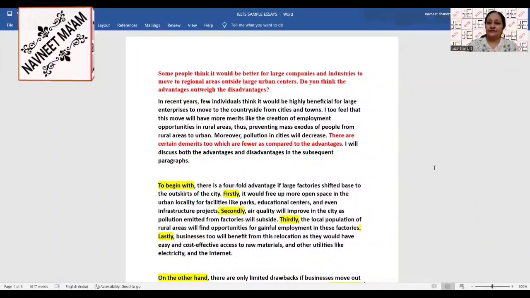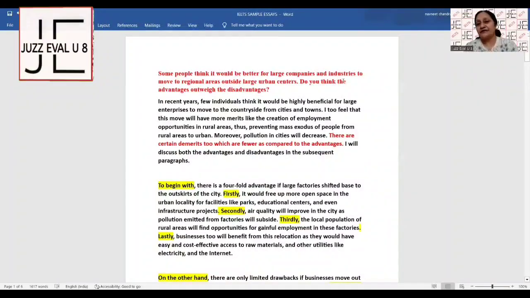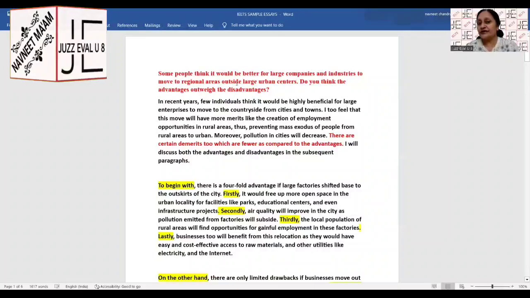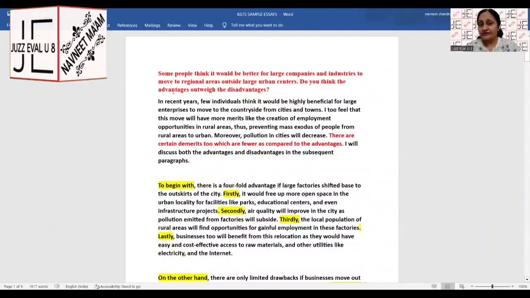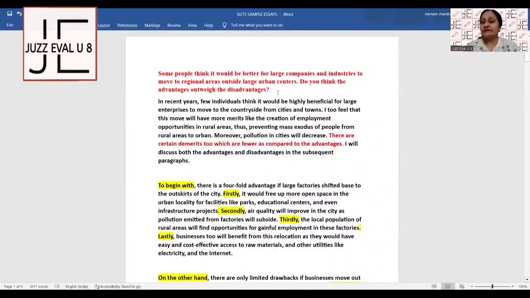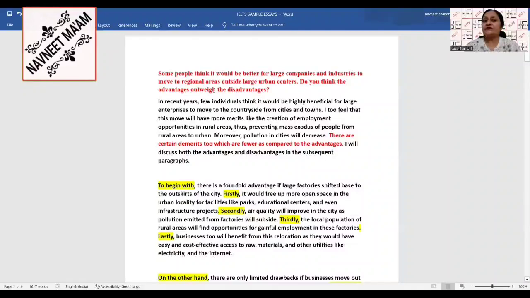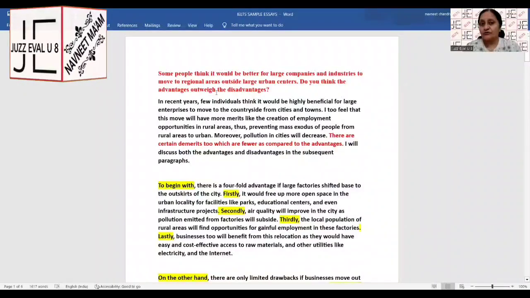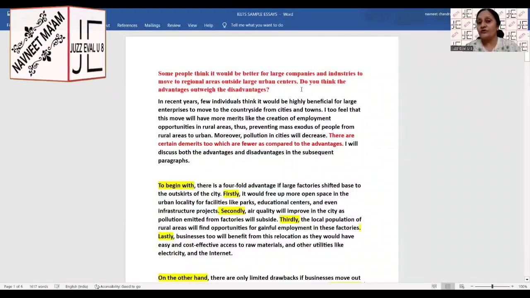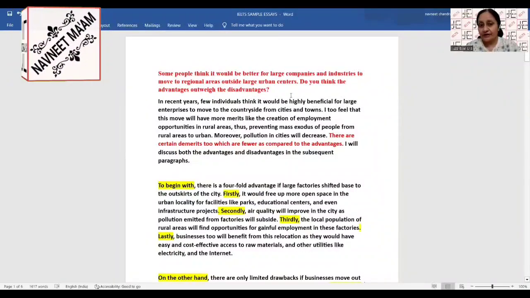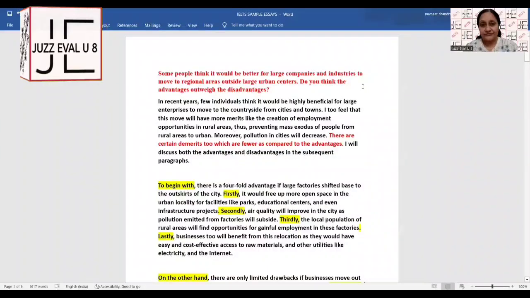So let's take the first question. Some people think it would be better for large companies and industries to move to regional areas outside large urban centers. Do you think the advantages outweigh the disadvantages? Now, this word outweigh confuses a lot of students. Outweigh means more. Do you think the advantages are more than the disadvantages? So, out and out, it's an advantage disadvantage question.